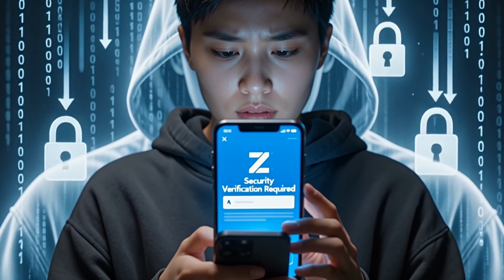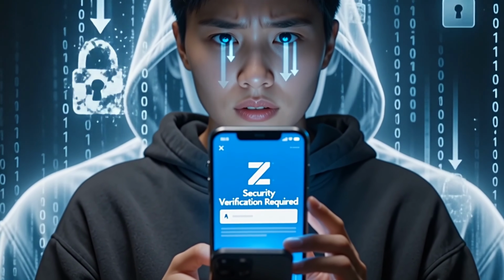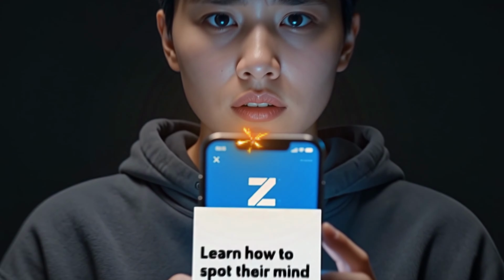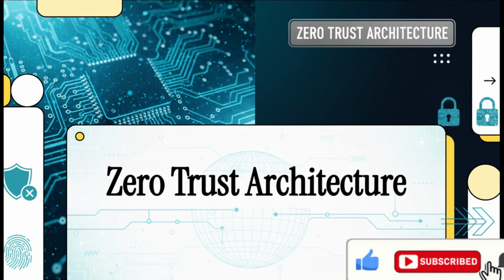Hackers don't need to break into your system if they can just trick you into handing over the keys. Always verify who you're talking to. Okay, let's jump right into this explainer.